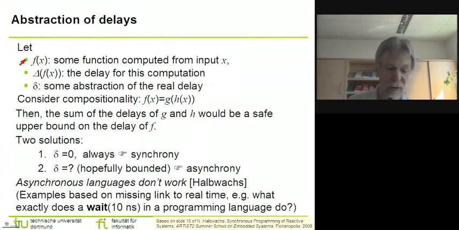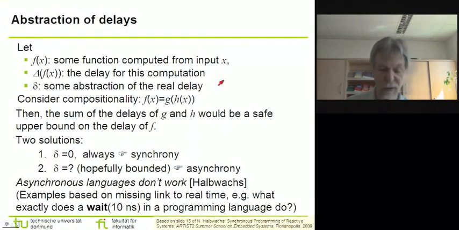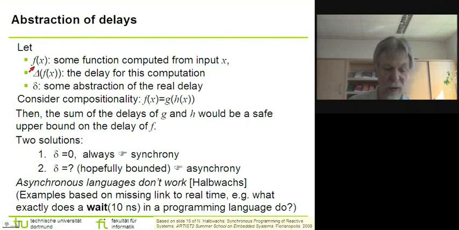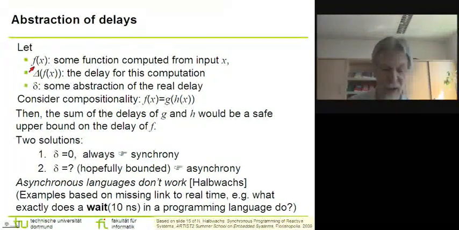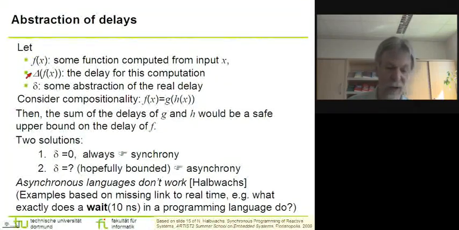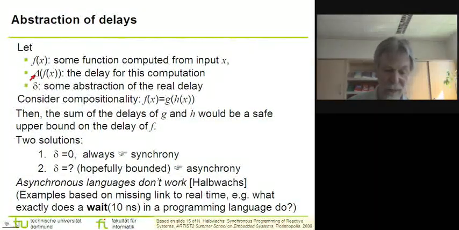In general, our system has to compute some function of the input. Let's assume that we have some input, some sensor input, maybe x, and based on that input we are computing some function, say f. Now for computing this function we have a certain delay that's required. We don't have any devices that compute functions in zero time. So there is a certain delay involved with such a computation. We call it capital delta of this function.